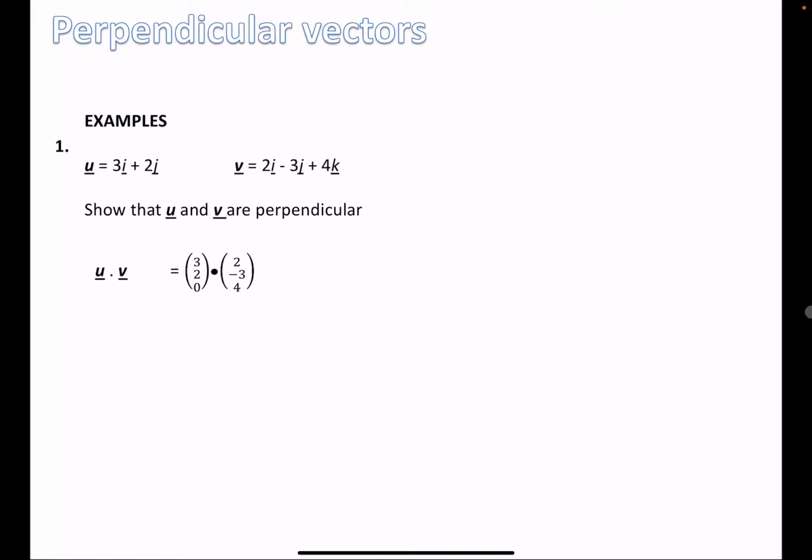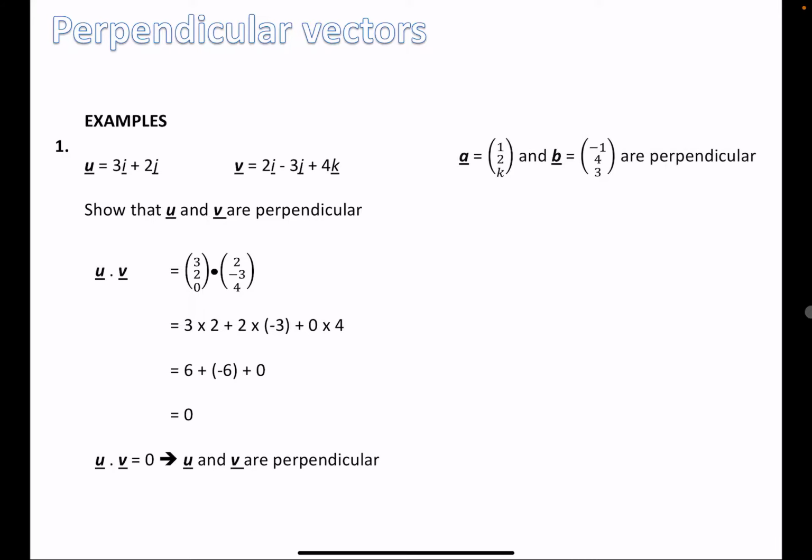So if these are going to be perpendicular, then u dot v will equal 0. We need to show that first of all, in which case we need to find 3 times 2 plus 2 times minus 3 plus 0 times 4, and that does indeed equal 0, which tells us that they are perpendicular. So if that's a proof, then that's what we want to find. We want to find that u dot v equals 0.